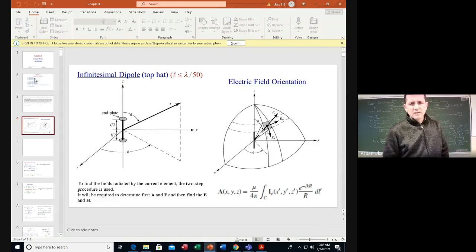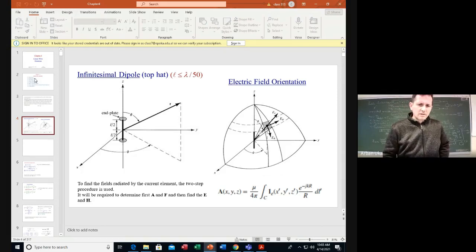Now, when we analyze the infinitesimally small dipole, we use this geometry. As we said, we orient the dipole along the z-axis, and we assume that the wave is propagating along the direction r, where r is oriented at an angle theta with respect to the z-axis.